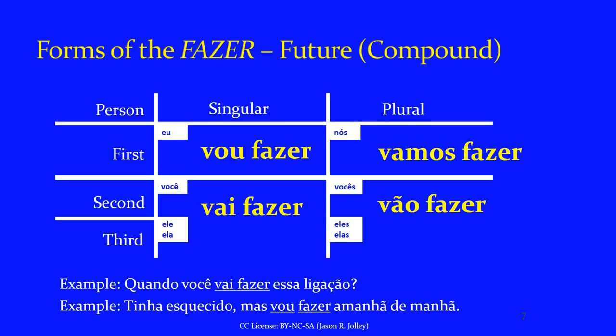So for example of usage, a couple of examples. When are you going to make that call? And we'll see this phrase, fazer uma ligação, later in the lesson. Quando você vai fazer essa ligação? When are you going to make it? Eu tinha esquecido, I had forgotten, mas vou fazer amanhã de manhã. I'm going to do it tomorrow morning.